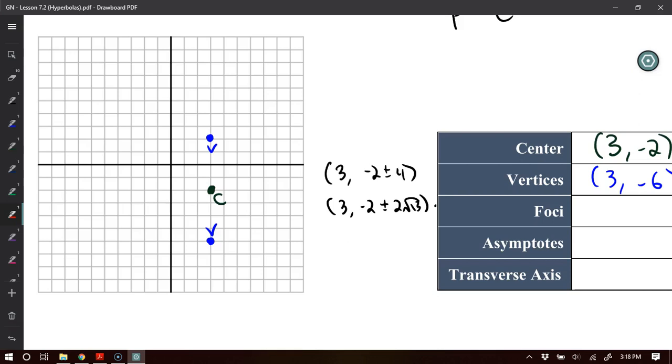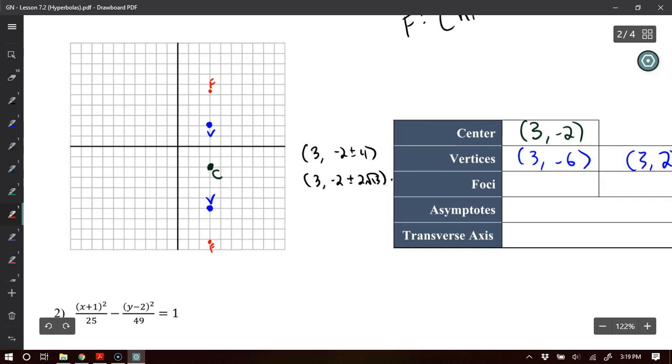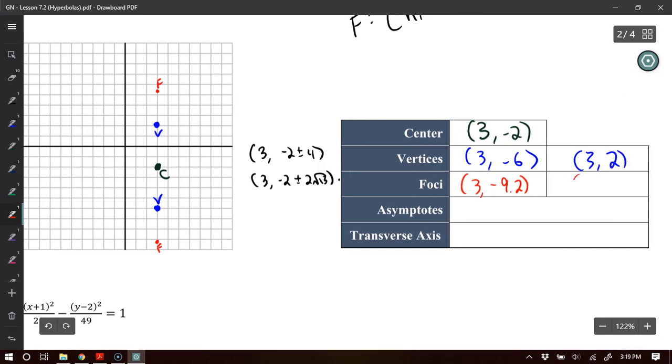So 1, 2, 3, 4, 5, 6, 7.2. And then 1, 2, 3, 4, 5, 6, 7.2. So there's a focus and there's a focus. Done. If I look at those coordinates, they would be (3, -9.2) and (3, 5.2). And again, you could just add and subtract 2 radical 13 from -2 and get the same answer.